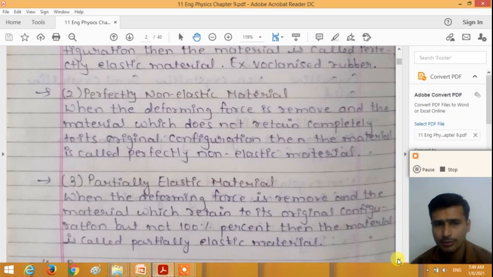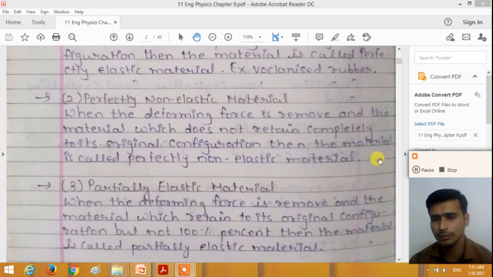The material which does not retain its original position, which does not even try to regain its original position, is called the perfectly non-elastic material, or the perfectly plastic material. And the third one is the partially elastic material. When the deforming force is removed, the material will retain its original position, but not completely. This type of material is called the partially elastic material.